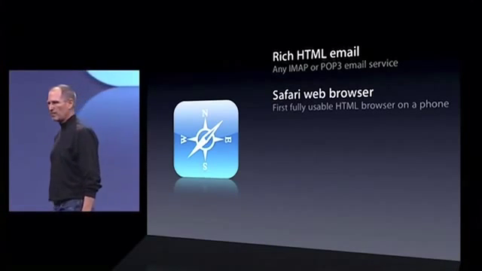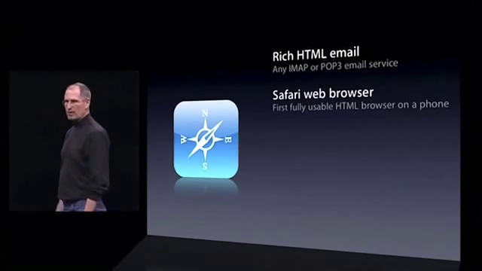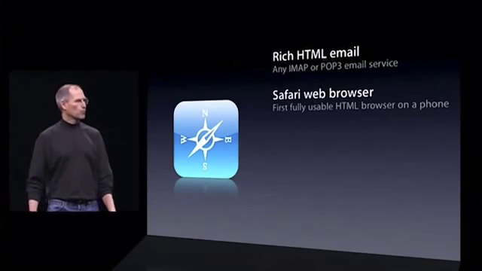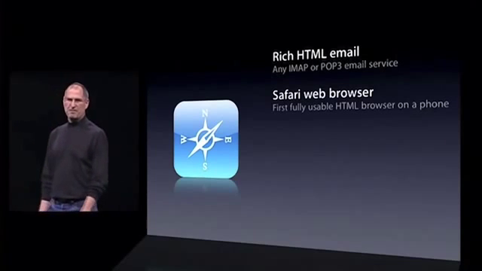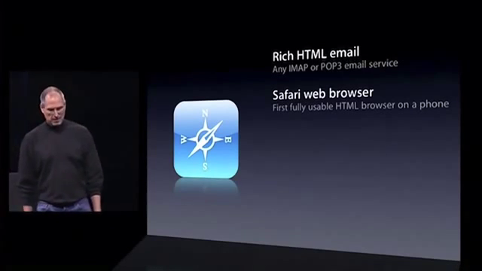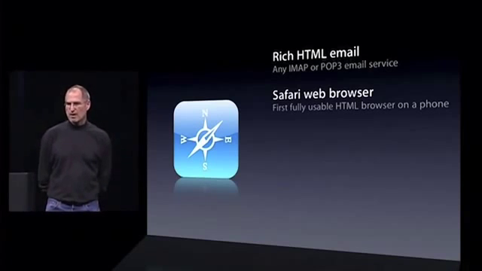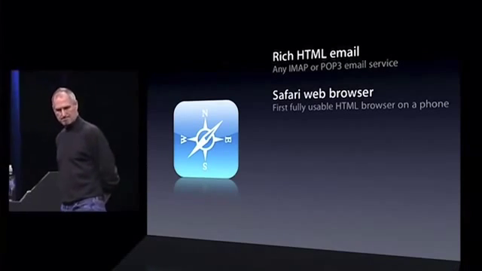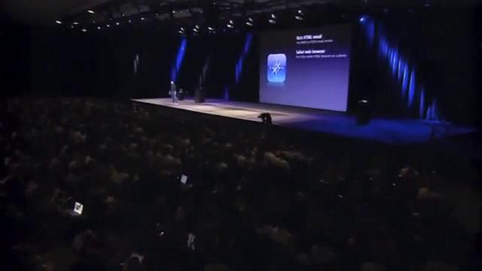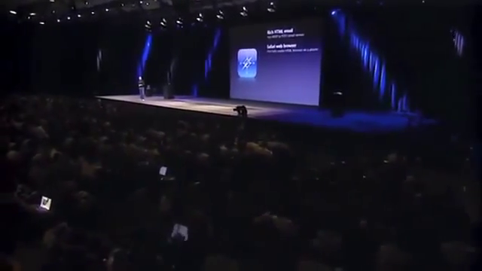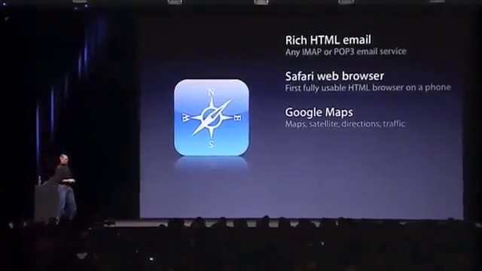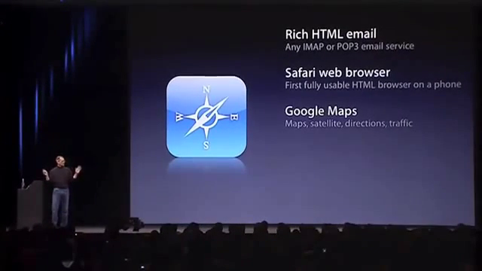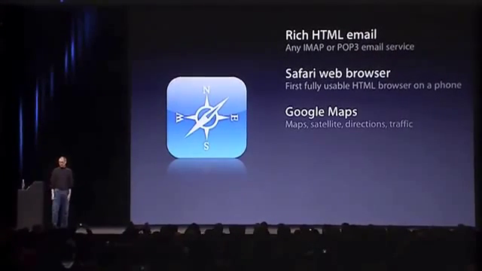We wanted the best web browser in the world on our phone, not a baby web browser or a WAP browser, a real web browser. And we picked the best one in the world, Safari. And we have Safari running on iPhone. It is the first fully usable HTML browser on a phone. Third, we have Google Maps. Maps, satellite images, directions, and traffic. This is unbelievable. Wait till you see it.